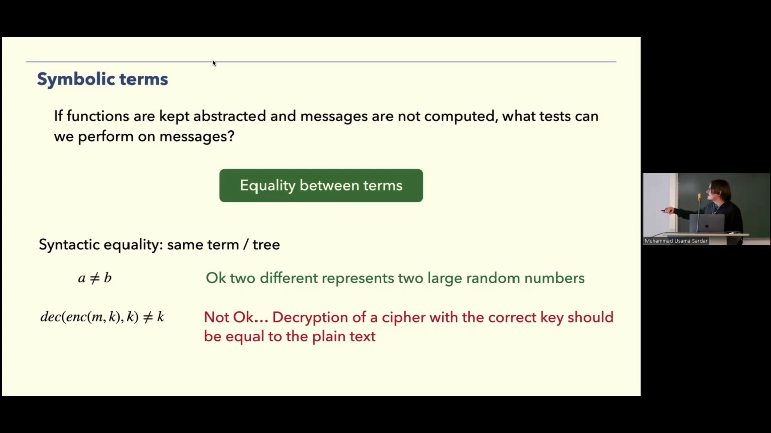But of course, here I'll pose those two terms. Let's say you have a term that is the decryption of the encryption of the plaintext M with the key K, by the same key K. If we just consider pure equality of terms, then it's different from K. It's not the same tree. But that's not okay, because normally this is not enough: if you decrypt the ciphertext with the correct key, you should get that it is equal to the plaintext.